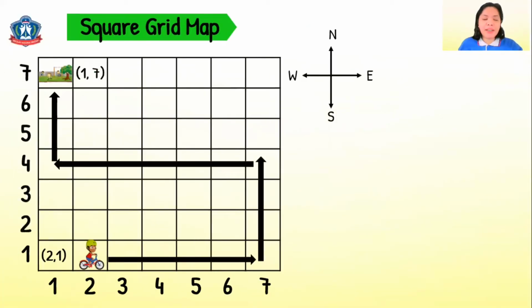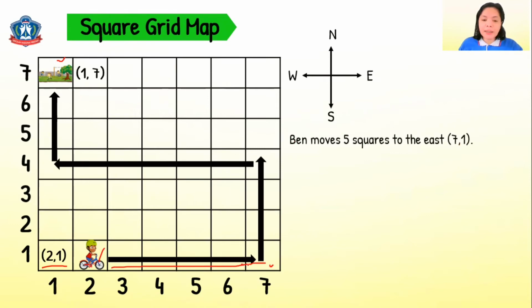Another example here. Now let's describe the route of Ben as he went to the park. Here, this is the position of Ben. Take a look. Ben is in 2-1 here. This is 2-1 and the park is 1-7. So let's describe his route. Okay, so Ben from 2-1, take a look. He moves 5 squares to the east and that is 7-1. So Ben moves 5 squares to the east.